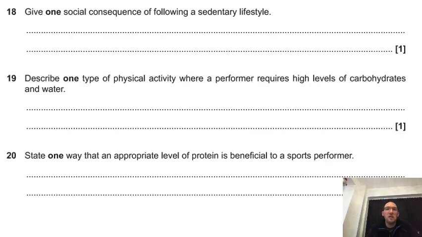Number 18. Give one social consequence of following a sedentary lifestyle. Again, some good responses which showed good answers of social consequences. For example, being isolated and becoming lonely. Now we found once again that people did not read the question properly and didn't link it to social.